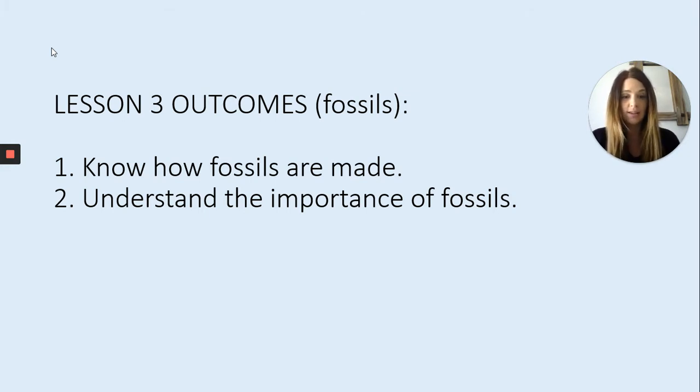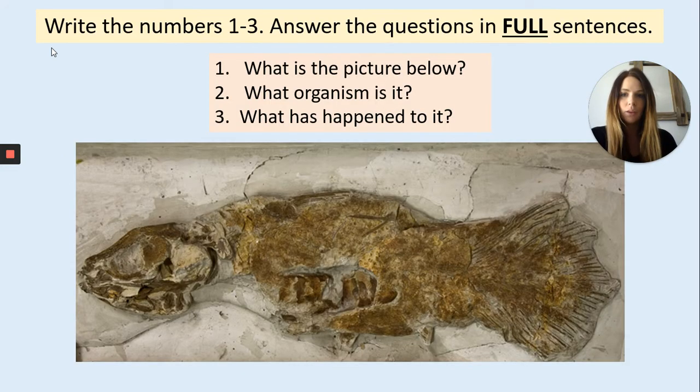So this lesson is about fossils, again on the B6 topic. And it's looking at how genetics ties in with the evolution, and then how fossils can be evidence for that evolution, all at the end of that topic. So what I'd like you to know by the end of this lesson is how fossils are made and understand the importance of them. Why are fossils really, really important to scientists?